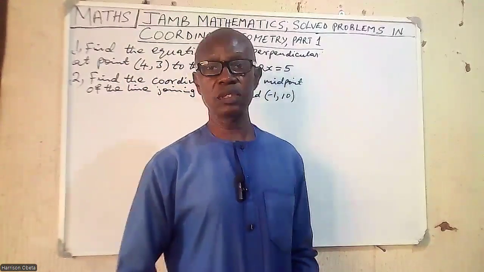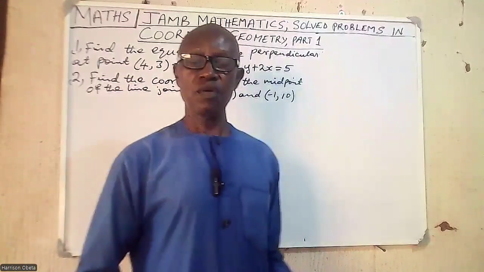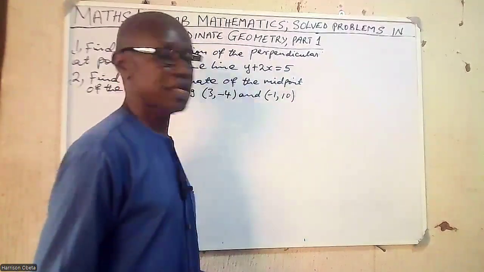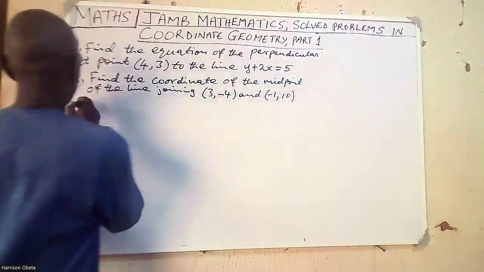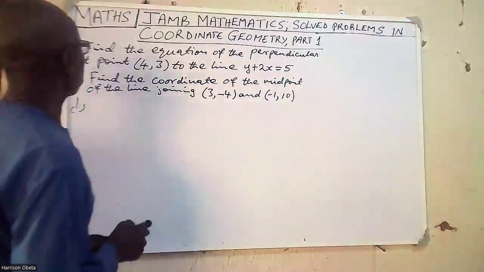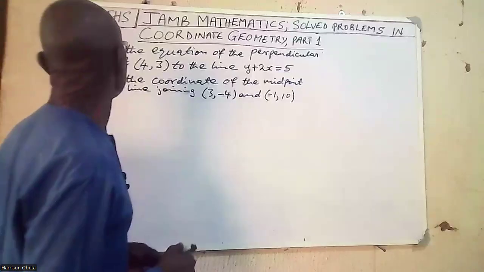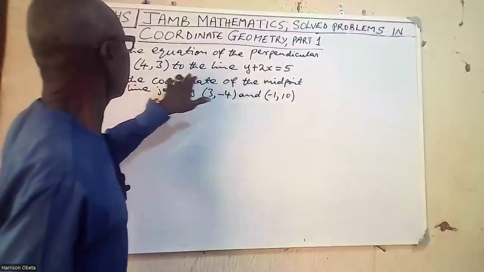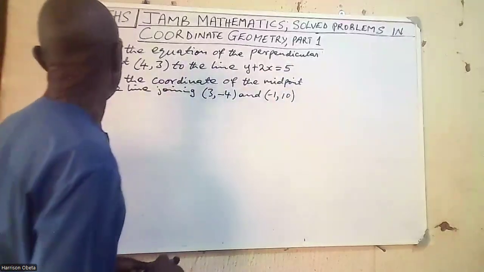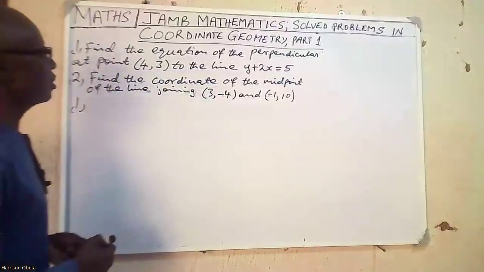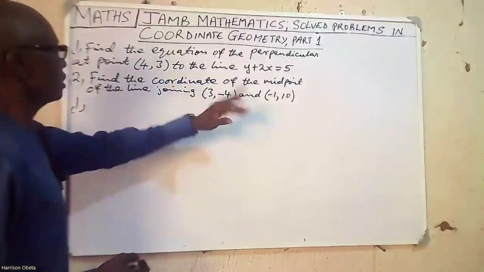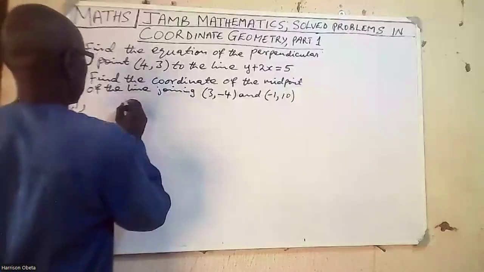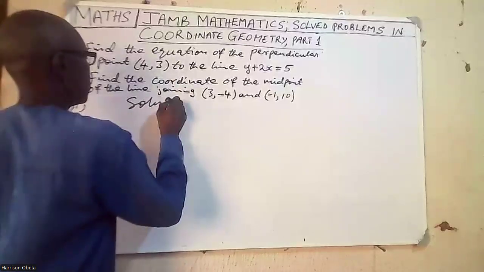Today we are starting with coordinate geometry part 1. And we have two questions on the board to start. Question number 1. We are told to find the equation of the perpendicular at point 4,3 to the line this. And then number 2, find the coordinate of the midpoints of the line joining this. So, solution.